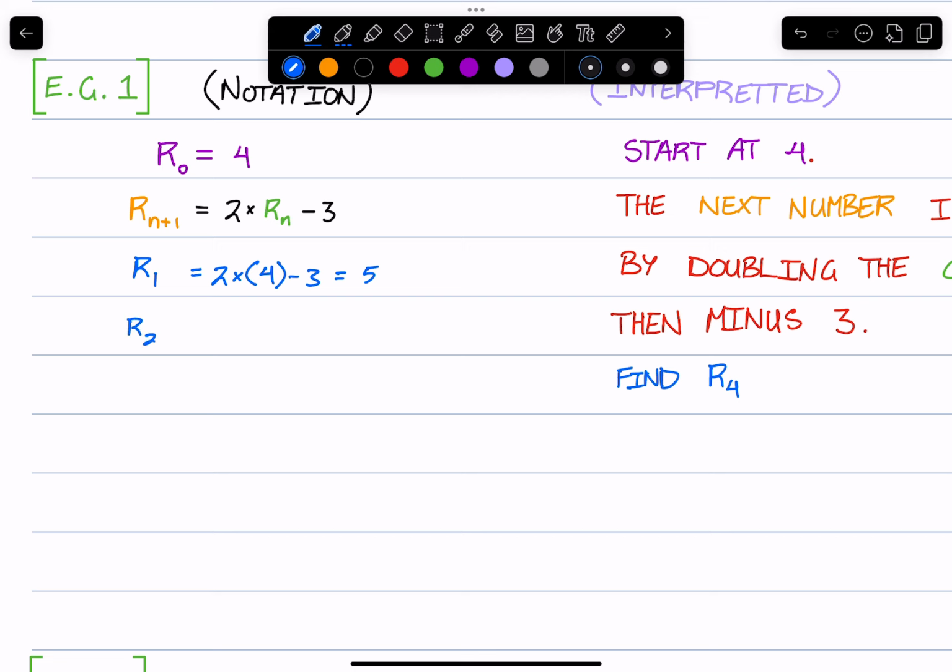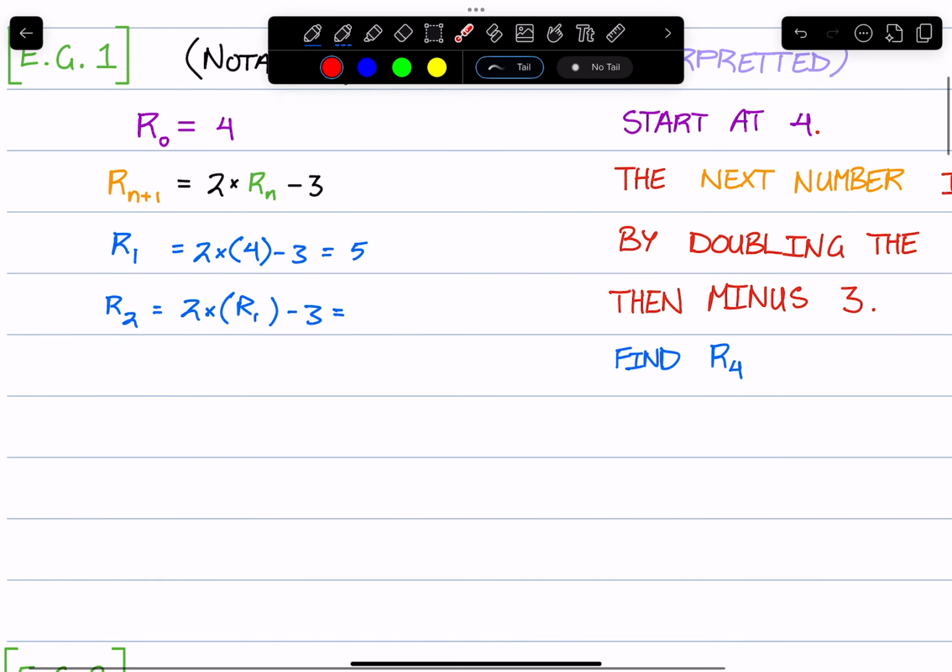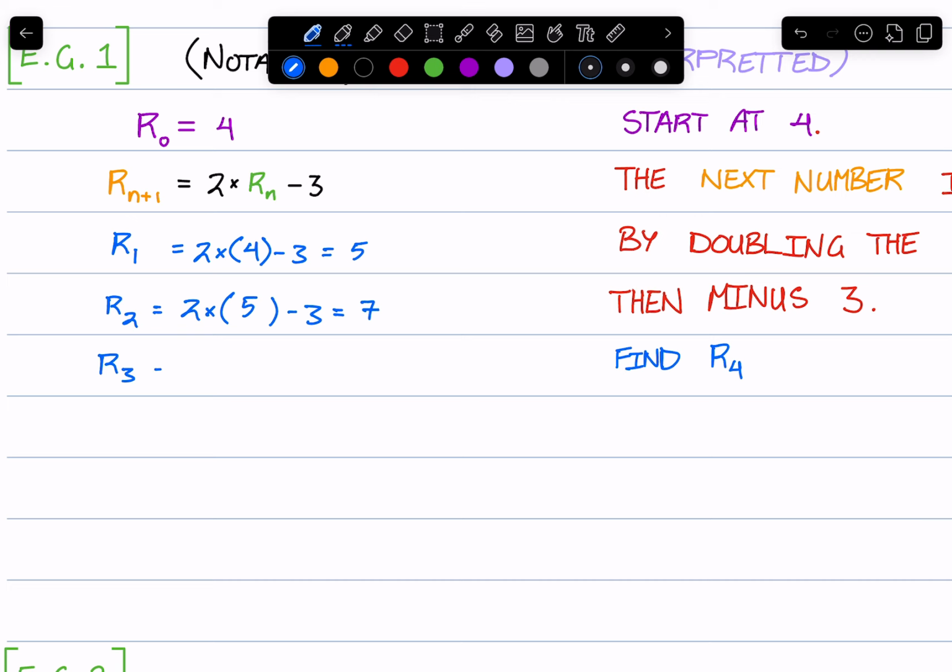R2, that is the next number after this. To find R2, we repeat 2 times R1, R1 will go here, minus 3. Now here's what we mean, where we take the result of a calculation and we put it back into the same calculation. So this becomes 2 times 5 minus 3. 10 minus 3, that gives us 7. And I hope you can see why this is called a recurrence relation, because it's recurring over and over again.